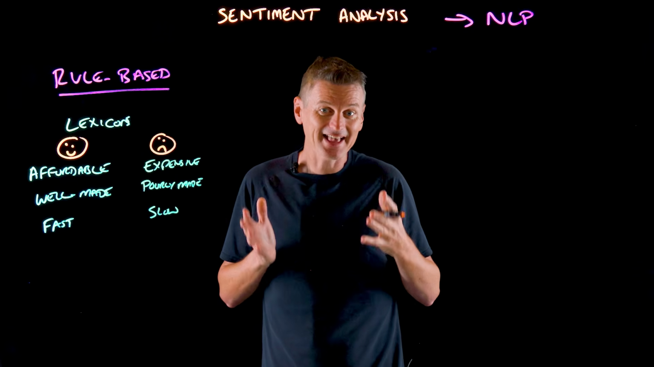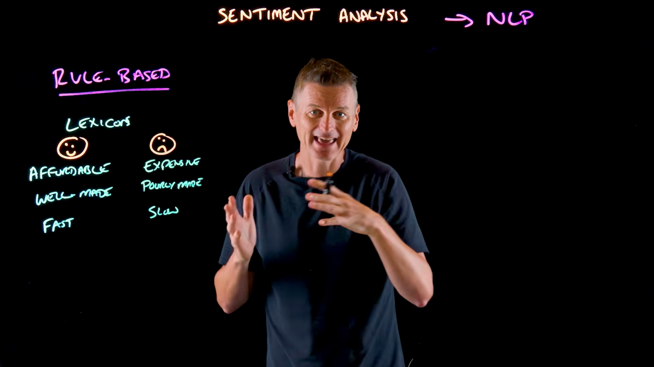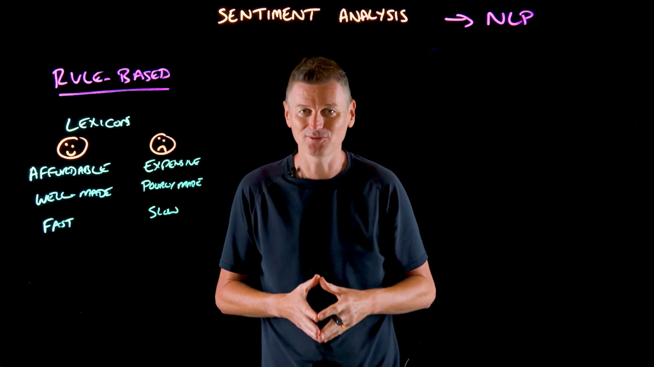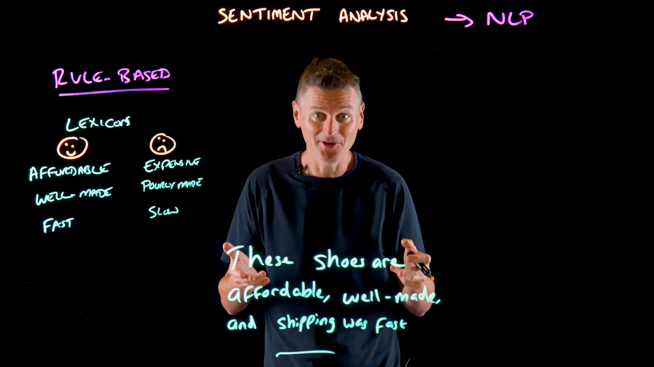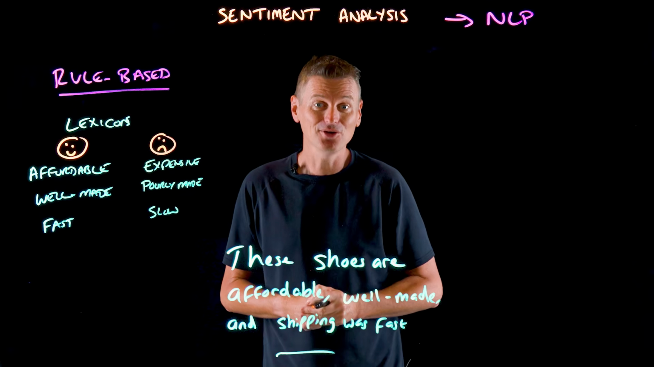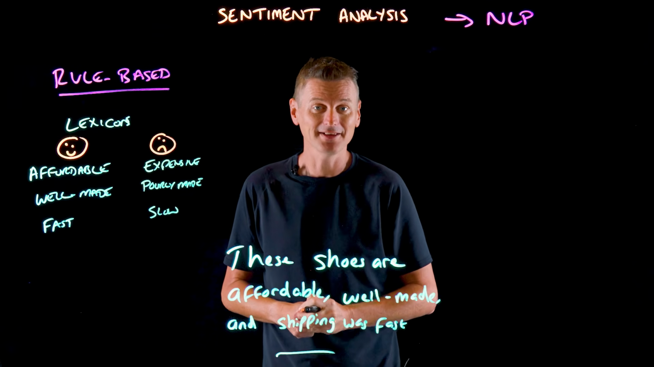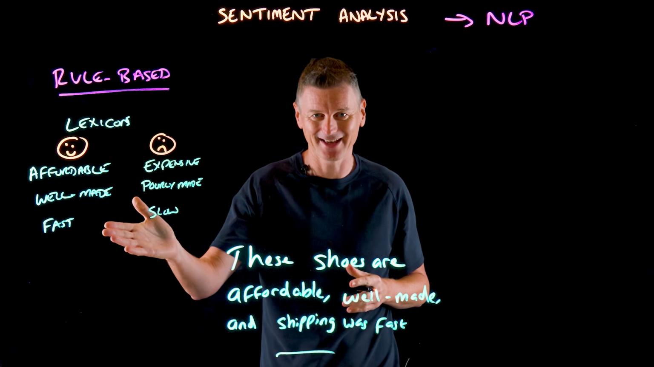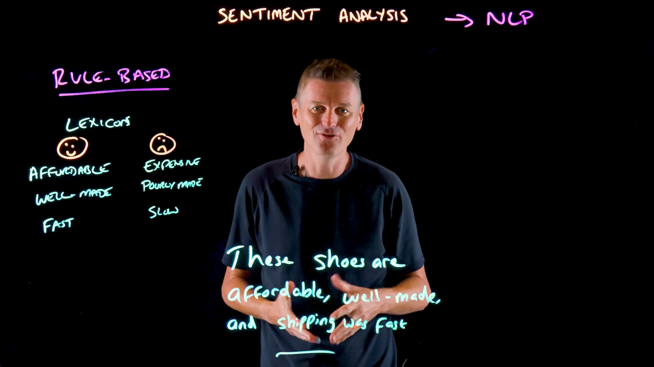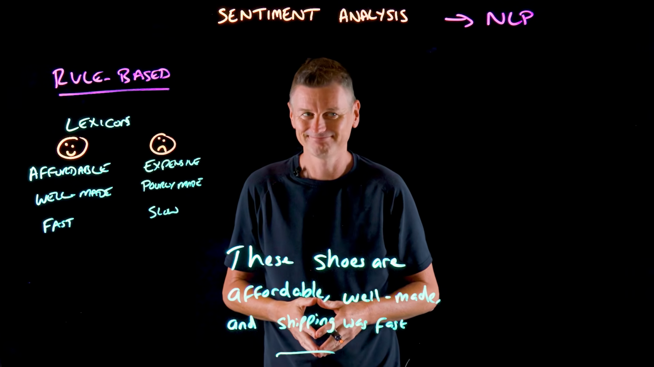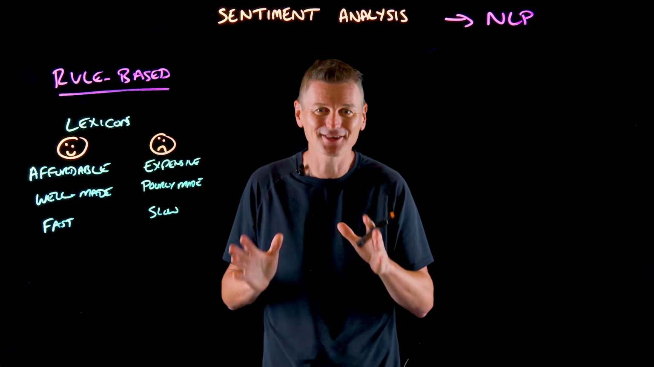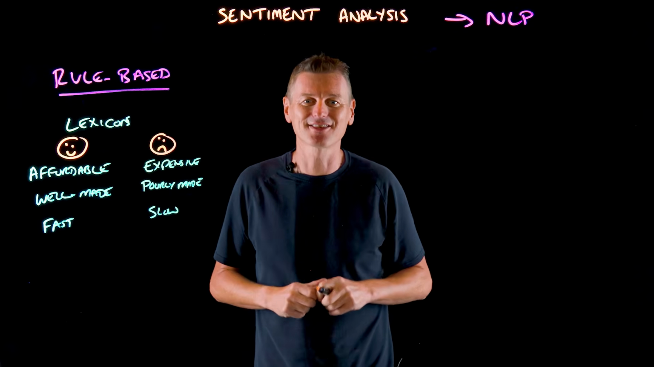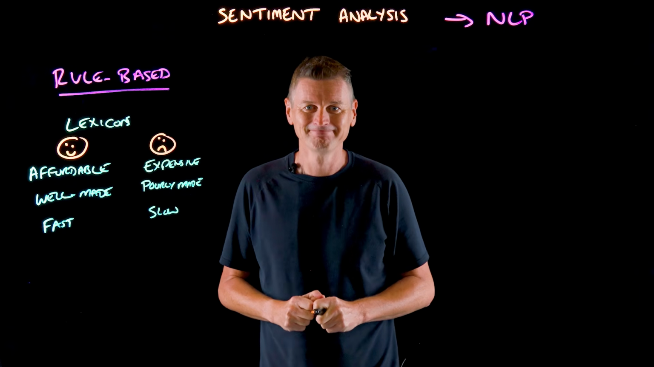Now, the software scans the text for these keywords and then calculates a sentiment score based on the frequency and the context of these words. So if we look at this review here that says, "These shoes are affordable, well-made, and shipping was fast," well, that scores highly in the positive lexicon and can be considered an overall positive sentiment. Boy, this is easy. There is no way the nuances of human language will ever get in the way of us assigning sentiment scores, right?